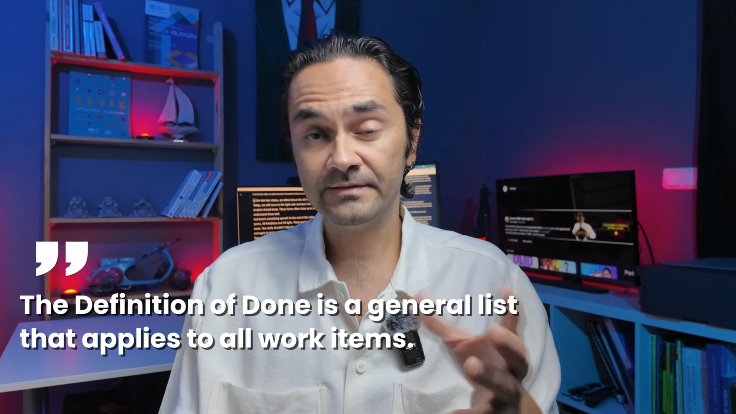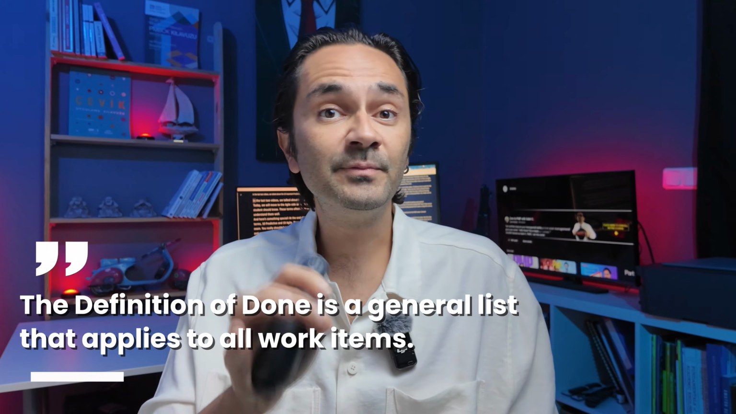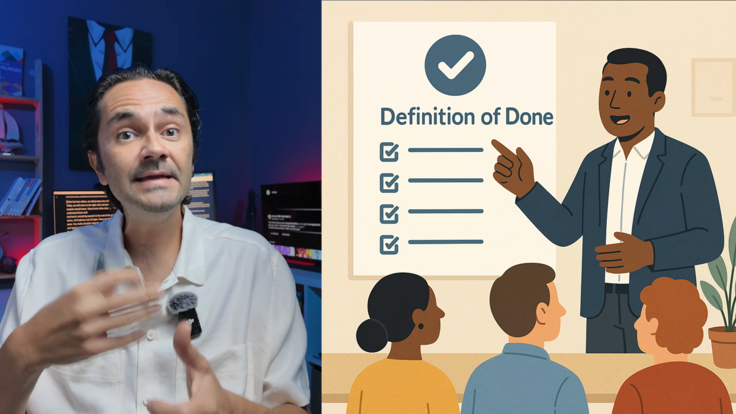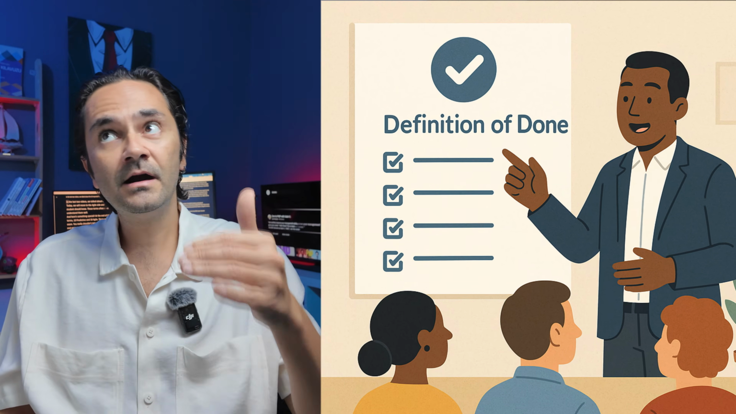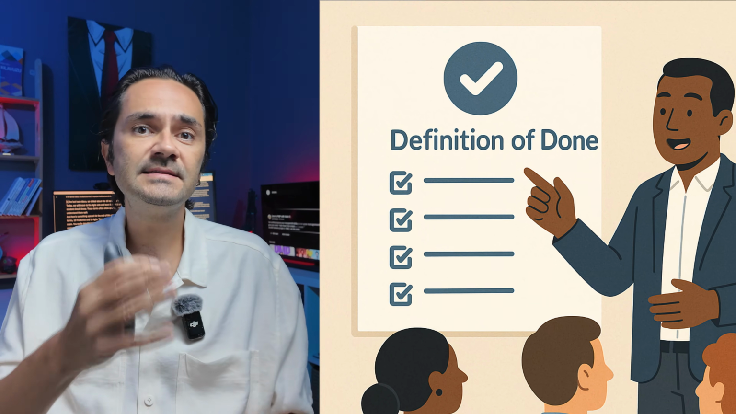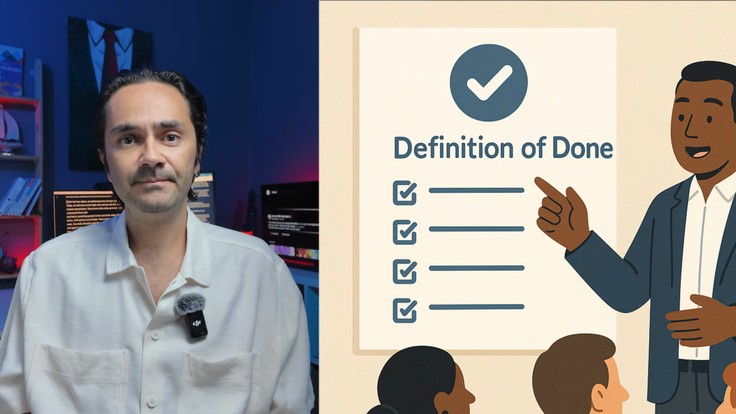The definition of done, on the other hand, is a general list that applies to all work items. In other words, there is one definition of done for the entire backlog, and it applies to every item in it. The definition of done helps the team maintain consistent quality across all work and ensures that every deliverable meets the agreed standards before it is considered complete. This makes it an essential tool for building trust, improving transparency, and ensuring that the final product meets customer expectations.